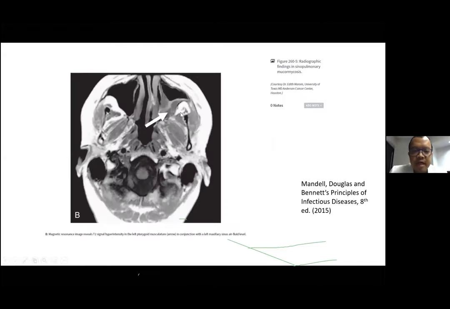This one is almost the same, except that there's invasion of the pterygoid muscle. And again, there's already impingement on that structure there. And of course, there's an air fluid level.